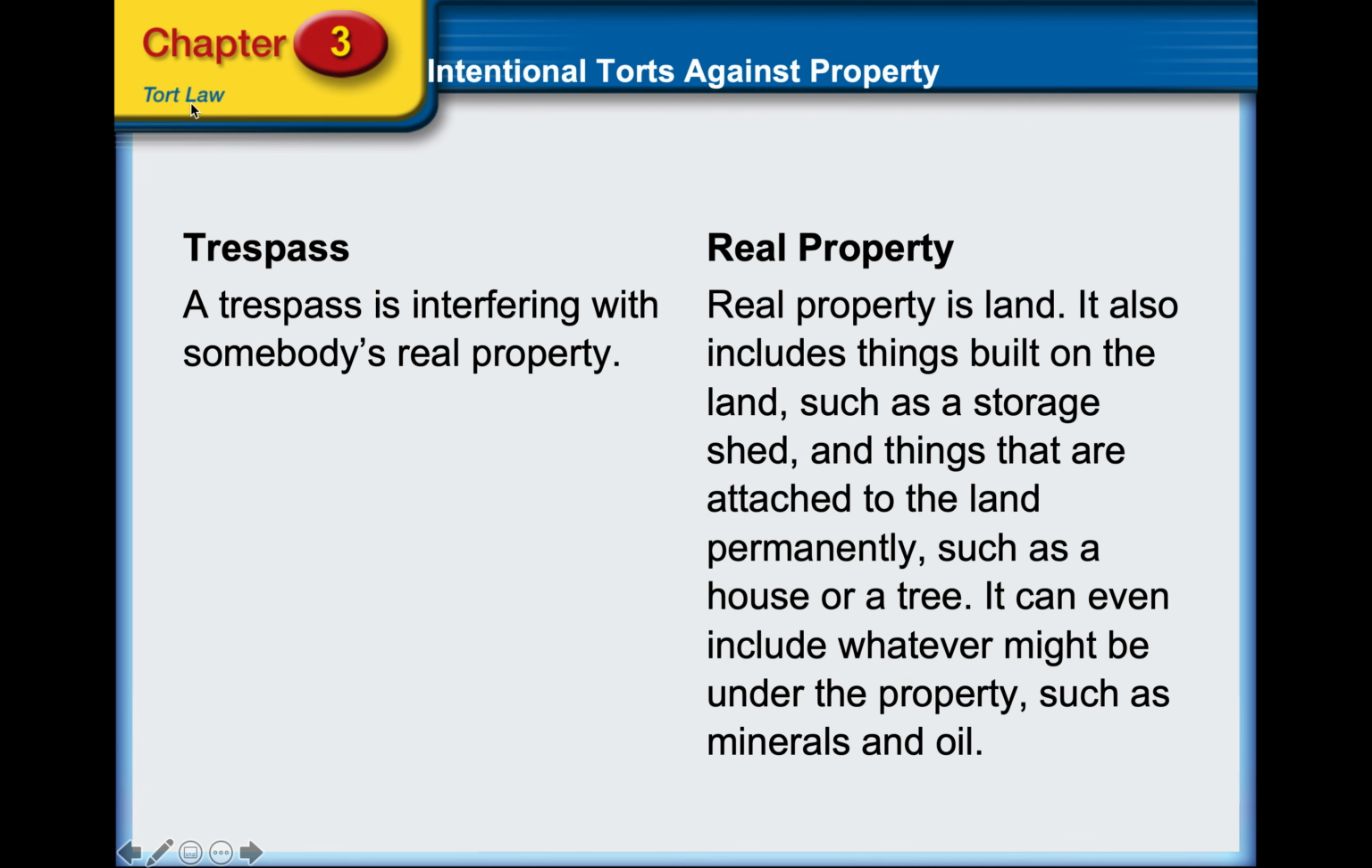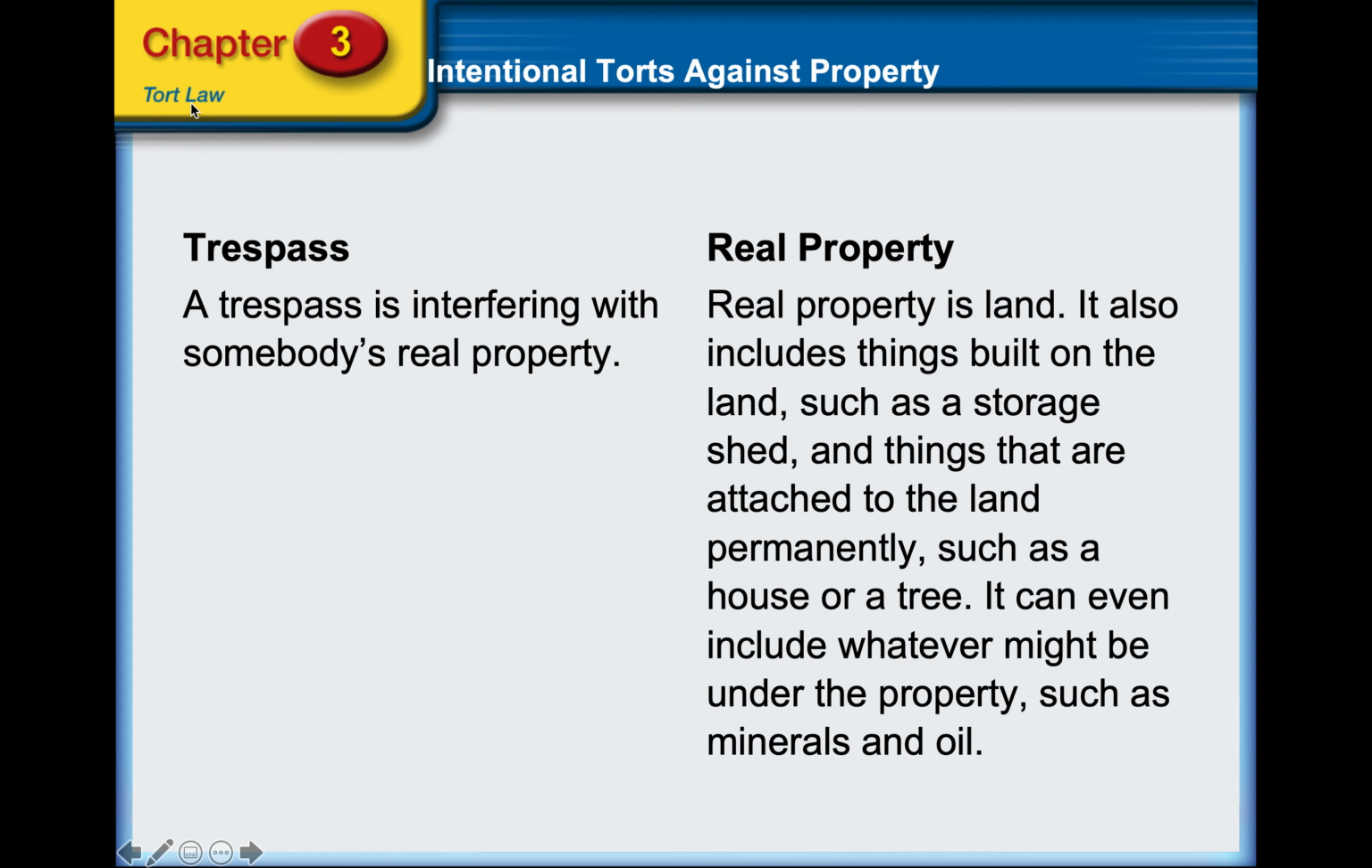So intentional torts against property. One such is trespass. A trespass is interfering with somebody's real property. If your ball goes over the fence into a neighbor's yard and you go into it without permission, that's considered trespassing. If you're on school grounds after hours, that is trespassing. Trespassing can also include you going to the mall if they've asked you not to go to a particular mall because of some activity you've done in the past.